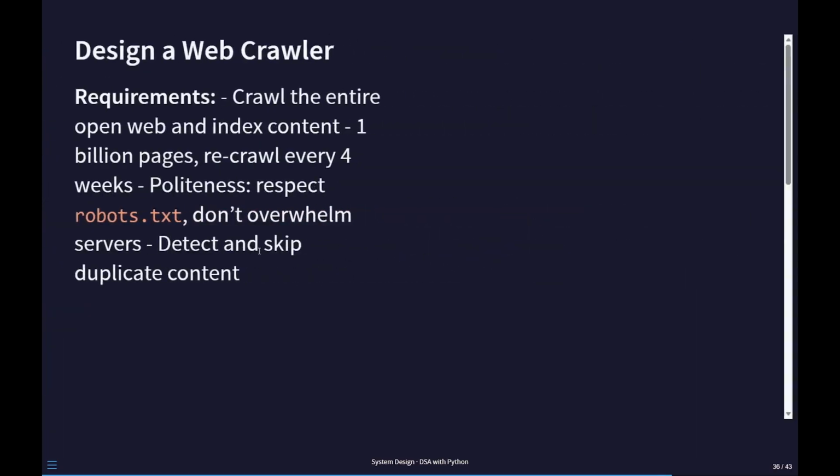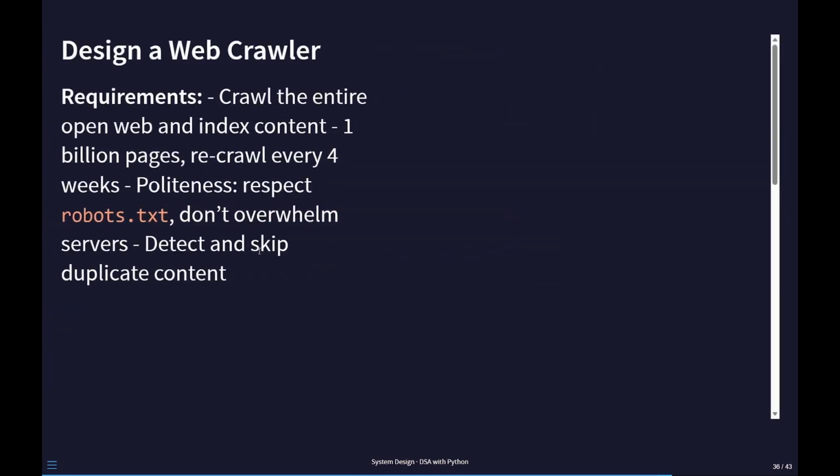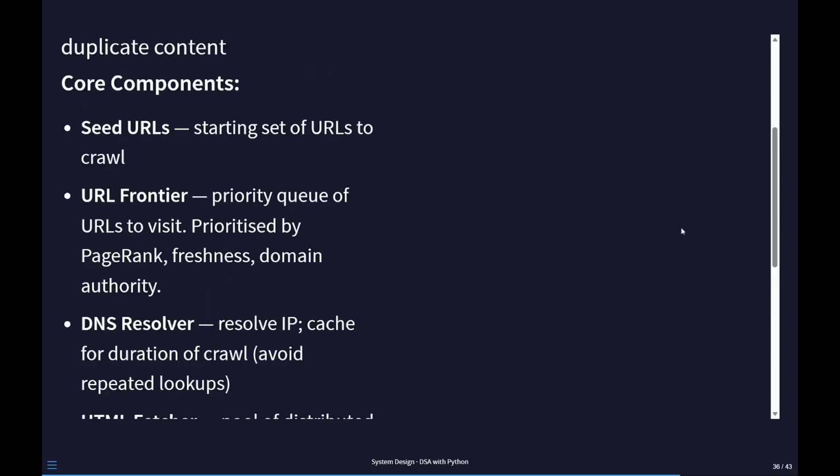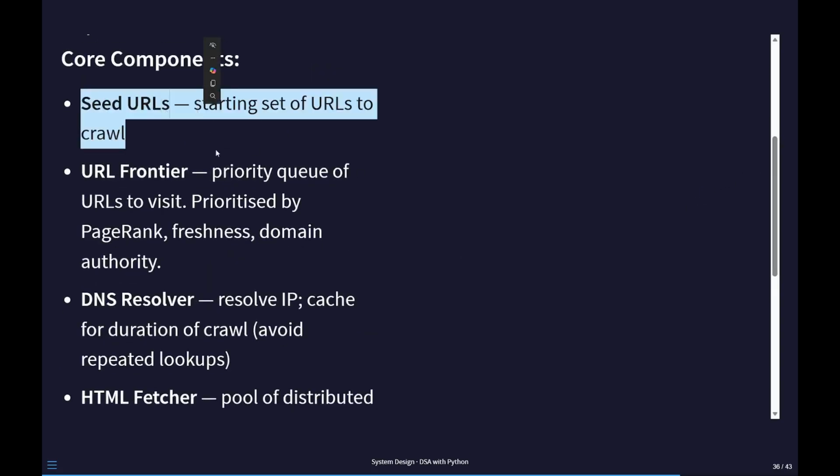Next, design a web crawler that indexes the entire public web. 1 billion pages, recrawled every 4 weeks, with politeness policies and duplicate detection. Click the 6 core components. Seed URLs, your starting set, major sites like Wikipedia, Reddit, news outlets. The crawler bootstraps from here and discovers the rest of the web by following links.